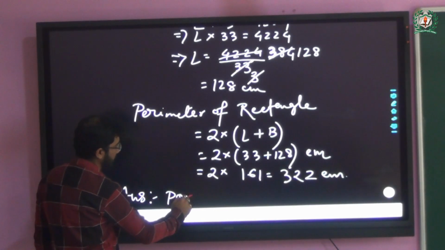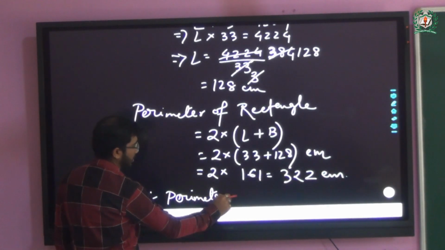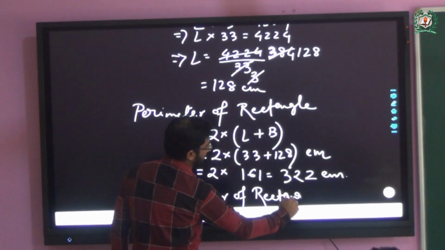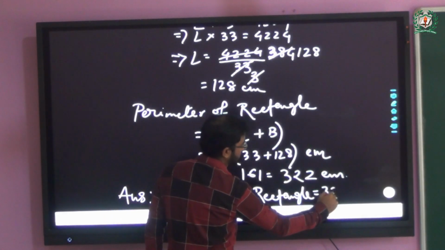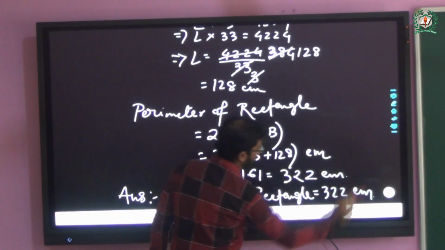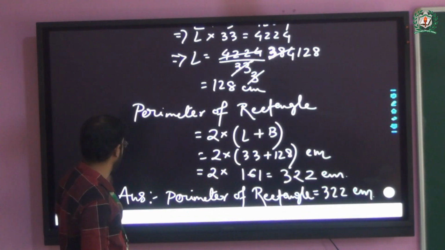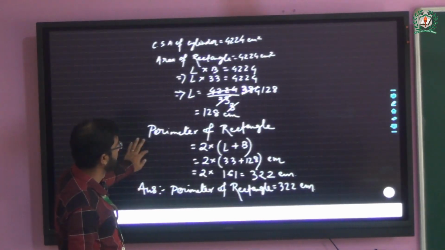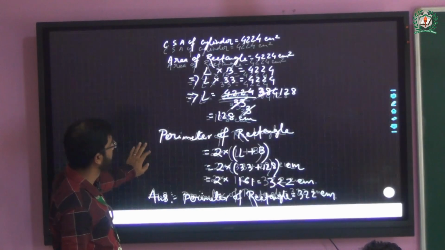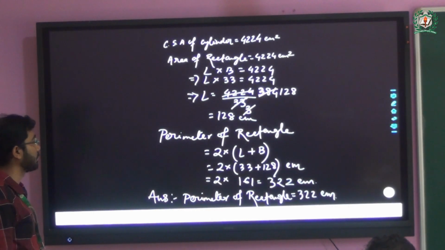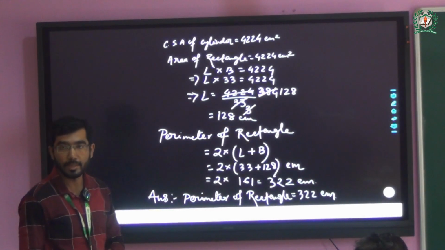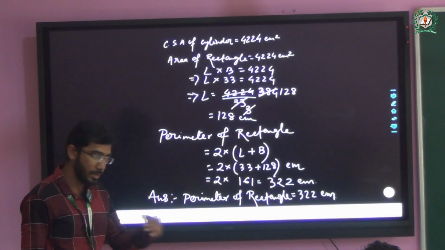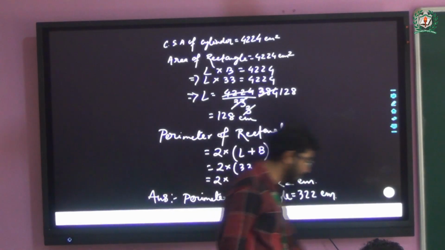That perimeter of rectangle equals 322 centimeter. Perimeter of rectangle, that is 322 centimeter. Anybody any doubt? Clear? Next, one more thing.